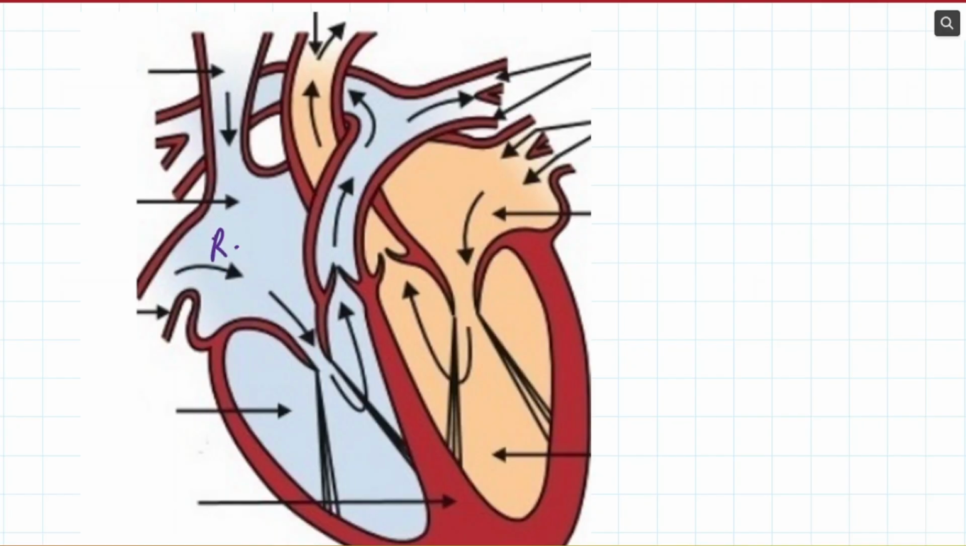This is your right atrium, right ventricle, left atrium, left ventricle. They have valves. The right atrium and right ventricle have the tricuspid valve because it has three flaps. Here, the left atrium and left ventricle have the bicuspid valve because it has two flaps only. It is also called the mitral valve. The valve present in the pulmonary artery and aorta is called the semilunar valve.